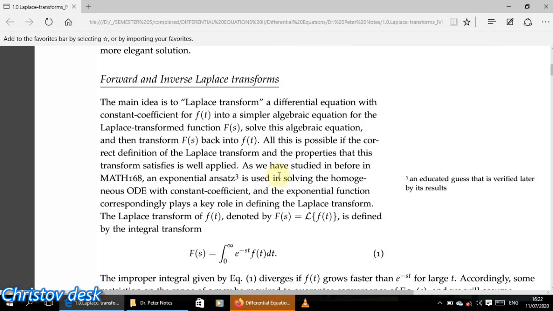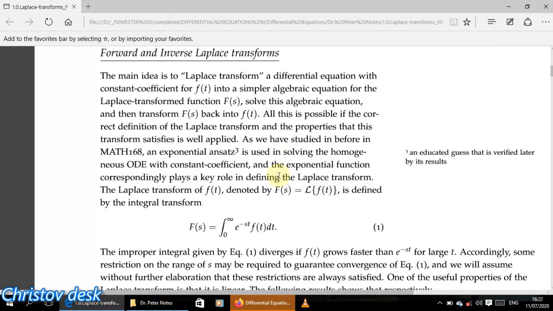So the main idea is to Laplace transform a differential equation with constant coefficients. Remember, we are solving a differential equation with constant coefficients. If the coefficients are non-constant, we wouldn't be using the Laplace transform. So the Laplace transform turns f of t into a simple algebraic equation for the Laplace function.